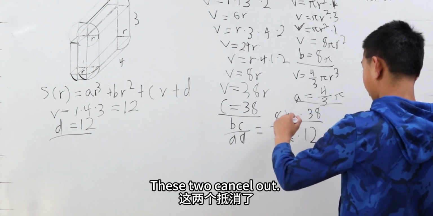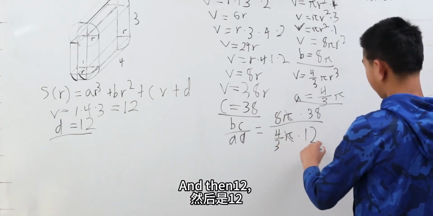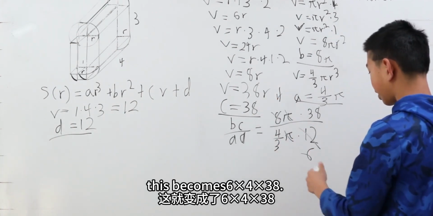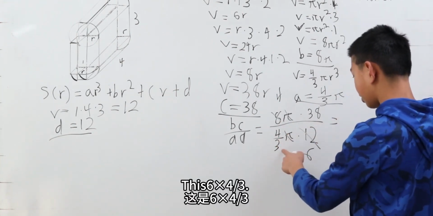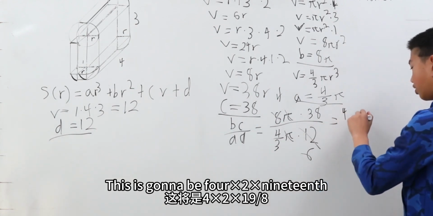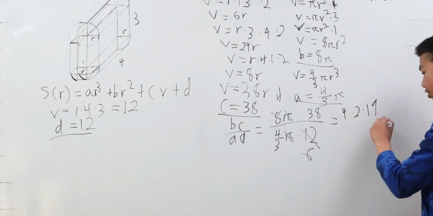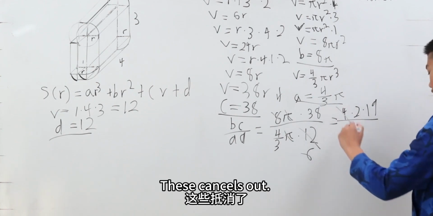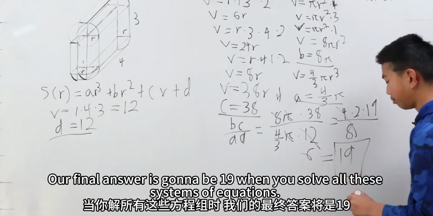These two pi's cancel out. And then 12 becomes 6 times 4 times 38 over 8, since 6 times 4/3 is 8. These cancel out. Our final answer is going to be 19 when you solve all these systems of equations.